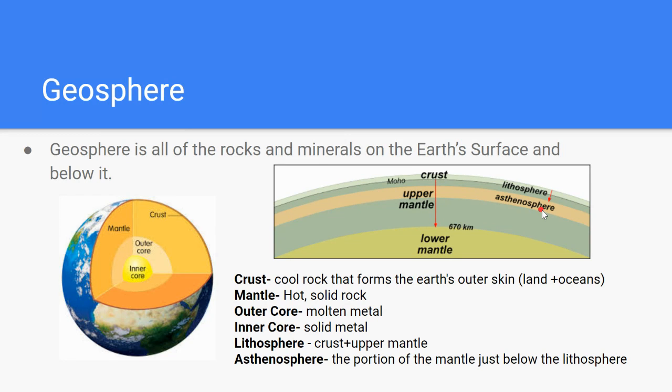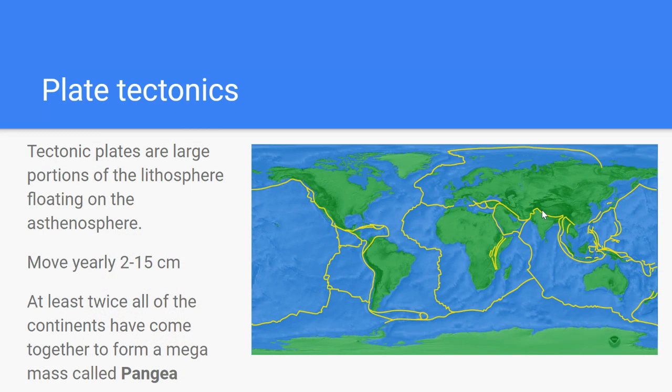So that's how the geosphere is divided up, and it's important to know these divisions for things like tectonic plates. Tectonic plates are just large portions of the lithosphere that float on the asthenosphere. All of Earth's lithosphere can be divided up into these plates like this.